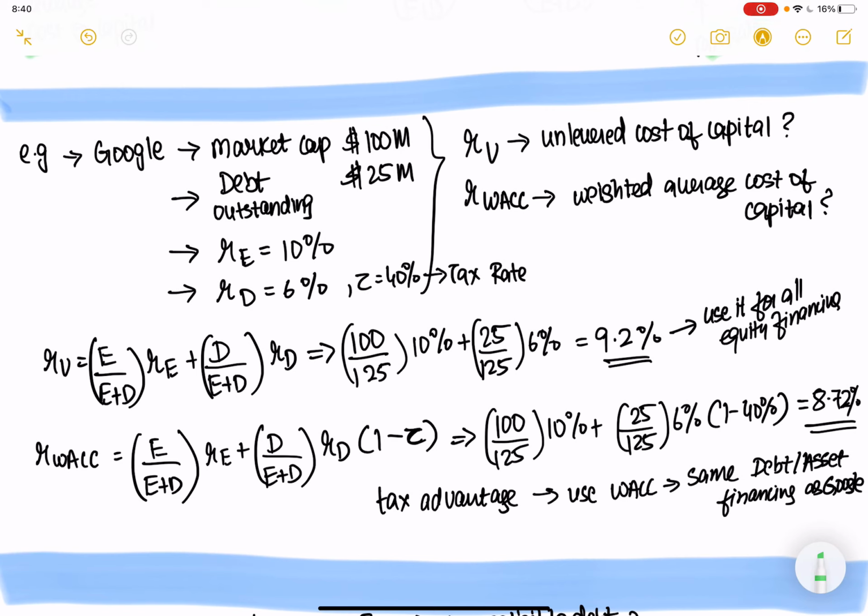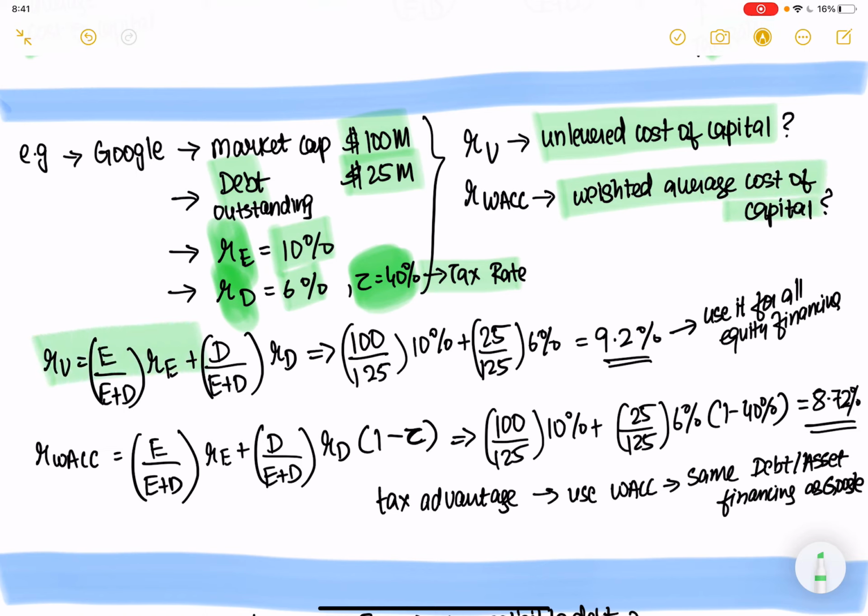Let's say Google has a hypothetical market cap of 100 million and a debt of 25 million outstanding today. Its cost of equity is 10%, cost of debt is 6%, and the interest tax rate that it gets is 40%. So the question is, what is the unlevered cost of capital and what is the weighted average cost of capital for the company Google? We can do this by plugging in the formula.